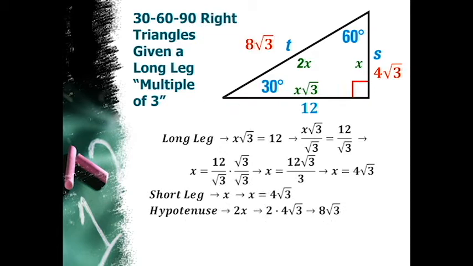This is a good example of when the long leg is a multiple of 3. When it's a multiple of 3 as a long leg, you're going to be able to simplify it like we did here with the 12 root 3 over 3 reducing down to a 4 root 3. You're going to see this pattern when we have a multiple of 3 there.